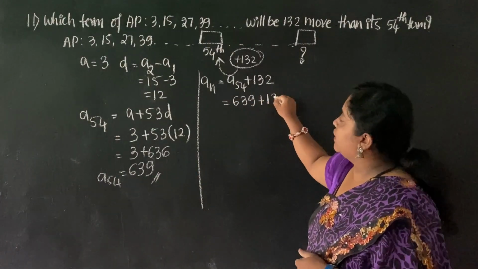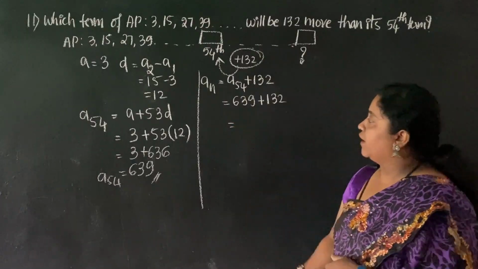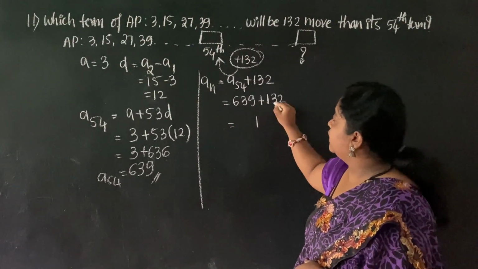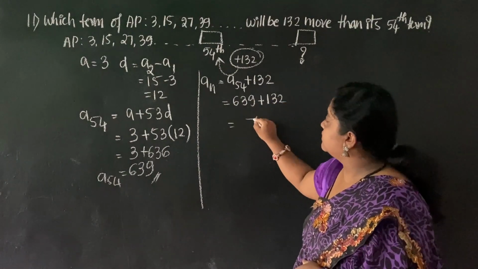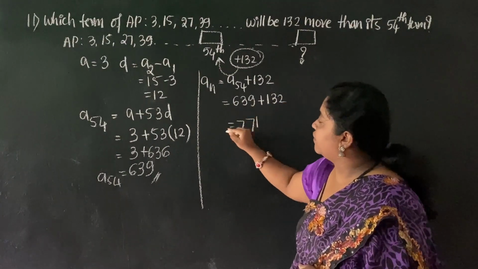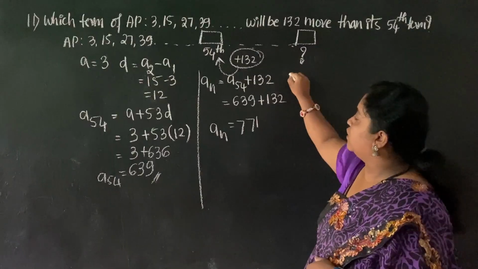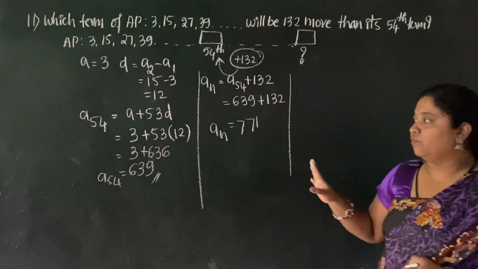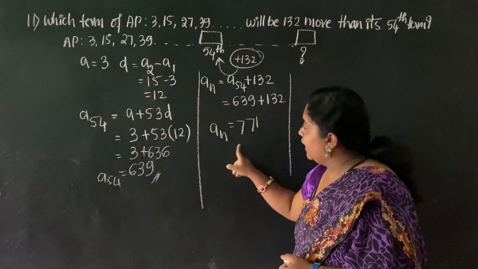639 plus 132. If I calculate the sum, what is the sum I can get here? 9 plus 2 is 11, carry 1, 4, 3, 7, 6 plus 1, 7. Now I got the AN value. What is the AN value I got here? 771. Okay, now I got the AN value.